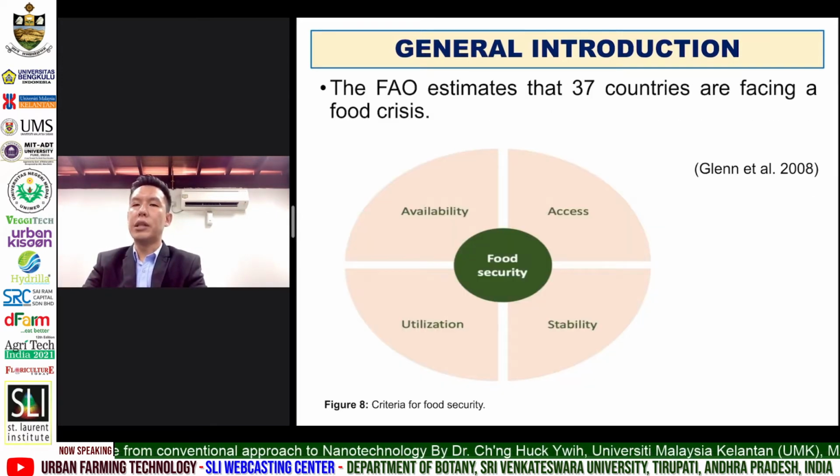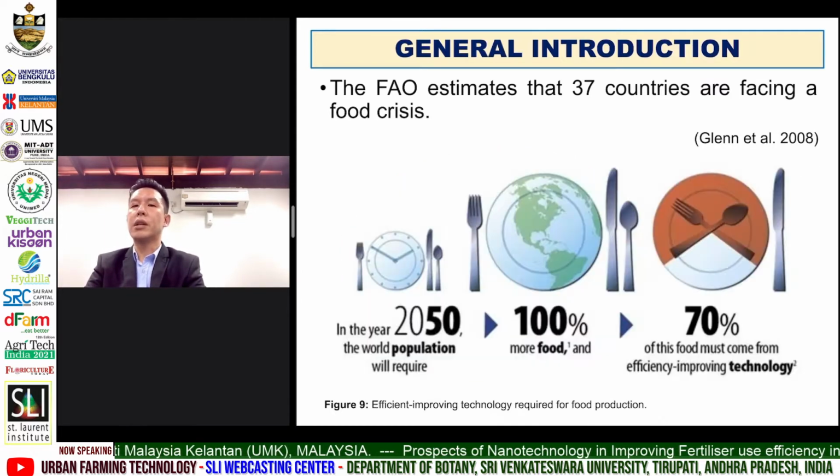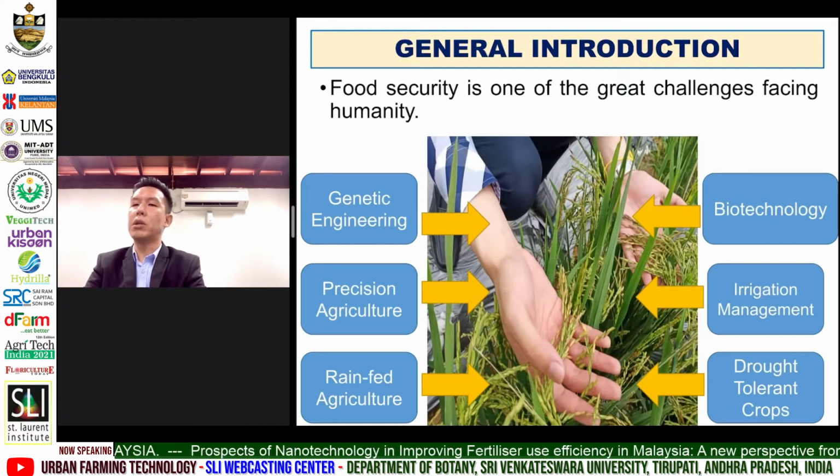The FAO estimates that 37 countries are facing food crisis issues, and this could be due to the increased demand for food in developing nations, high oil prices, high fertilizer prices, low global cereal stocks, and some market speculations. Now, food security is one of the great challenges facing humanity nowadays. Researchers and policymakers have identified a few approaches such as better rainfed agriculture and irrigation management, genetic engineering for producing high-yield crops, precision agriculture, drought-tolerant crops, and several other factors required to develop new agricultural approaches as critical long-term strategies to feed the world.